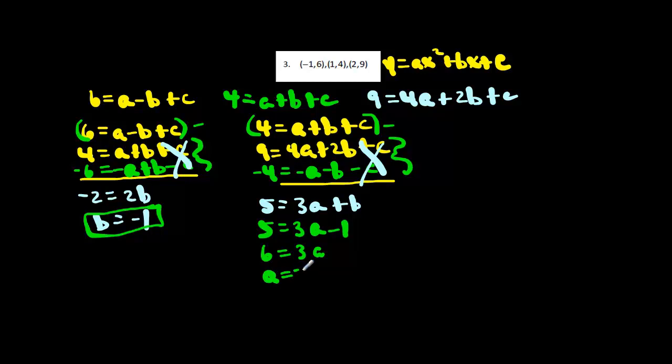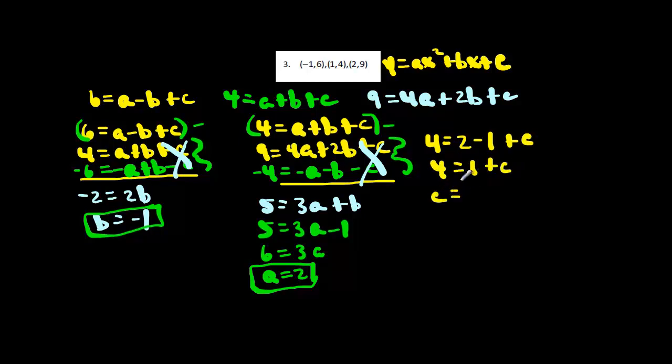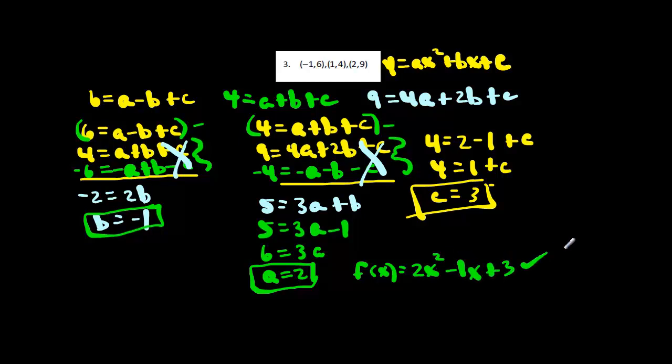Divide by 3. A is 2. So what we can do is we can plug in a and b for any of these up here and solve for c. Let's do the middle one. We'll have 4 equals a plus b plus c. So 4 equals 1 plus c. C equals 3 when you subtract 1 on both sides. My final answer is f of x equals ax squared plus bx plus c. And that's your answer.